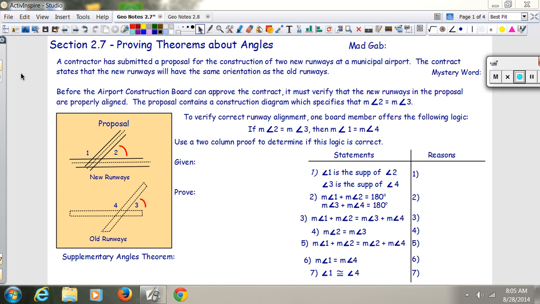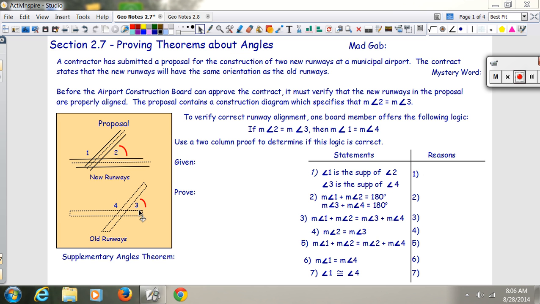A contractor has submitted a proposal for construction of 2 new runways at a municipal airport. The contract states that the new runways will have the same orientation as the old runways. So you can see that here's the proposal, your new runways. This is your old runways down here, 3 and 4. So you can see it's going the same kind of direction. You can kind of see that these are parallel here, and these are going to be parallel here.